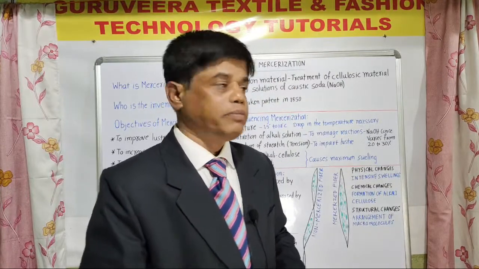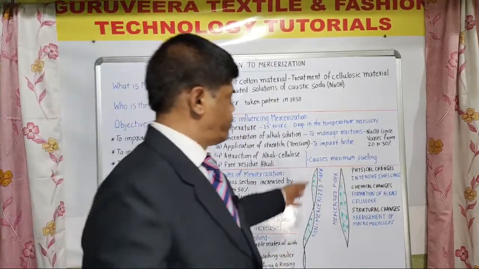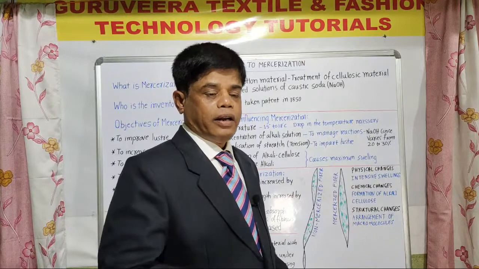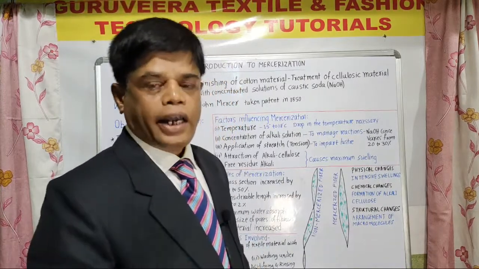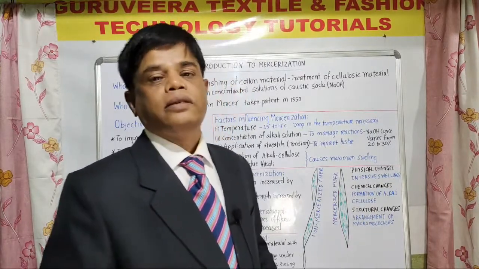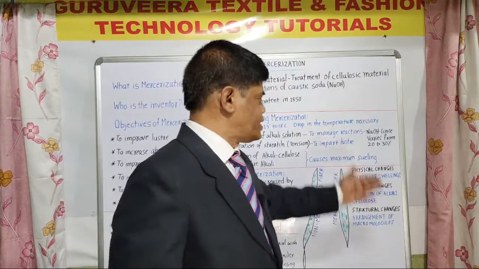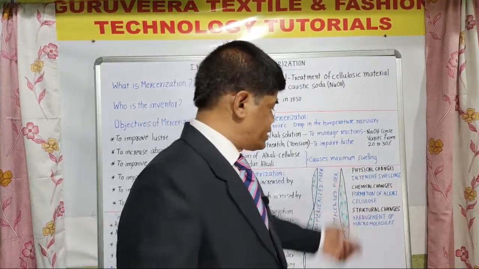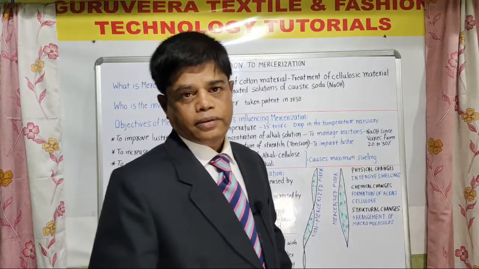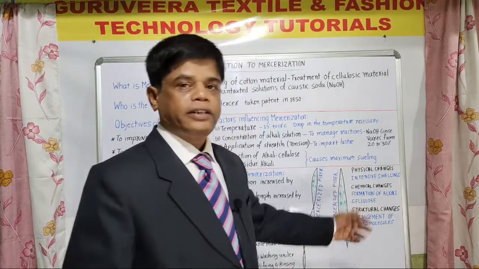But when John Mercer invented this and treated this type of cotton fiber with caustic soda, NaOH, he found tremendous changes had happened in terms of physical changes, chemical changes, and structural changes in the cotton fibers. What are those changes? Physical changes, chemical changes, and structural changes.